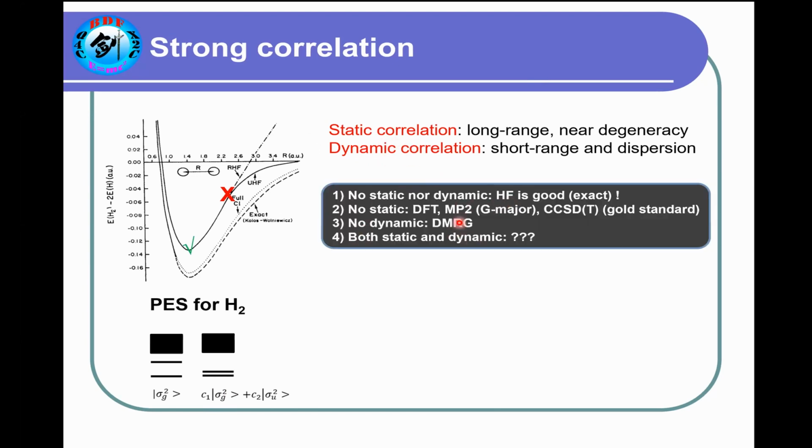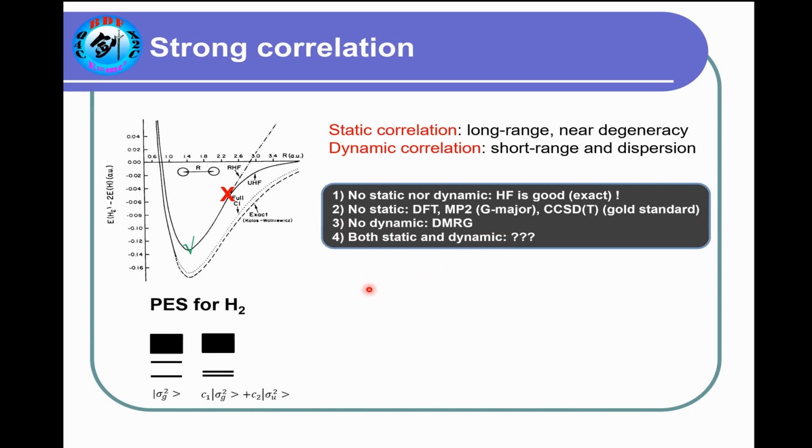Then we can classify our chemical systems into 4 families. The first one is that there's neither static nor dynamic correlation. That means Hartree-Fock is essentially exact. The second class has no static correlation, and is called weakly correlated systems; DFT, MP2, and so on work very well. The third family of systems has no dynamic correlation, and all of the orbitals are near degenerate. So DMRG presumably represents one of the best choices.